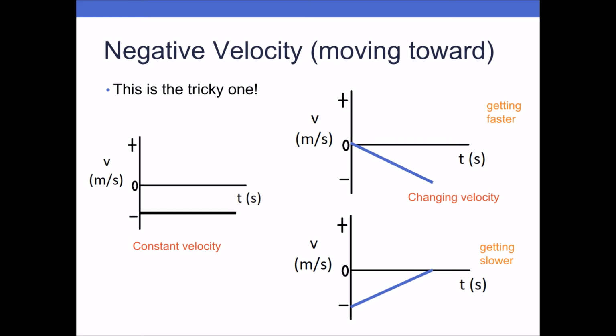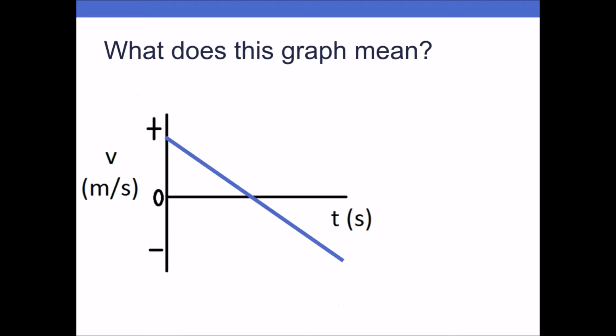Now, negative velocity means moving towards the origin, and therefore would be underneath the x-axis. Again, we can see that the slope of the line indicates the rate of change of the velocity, or the acceleration. Now let's take a look at this particular graph.